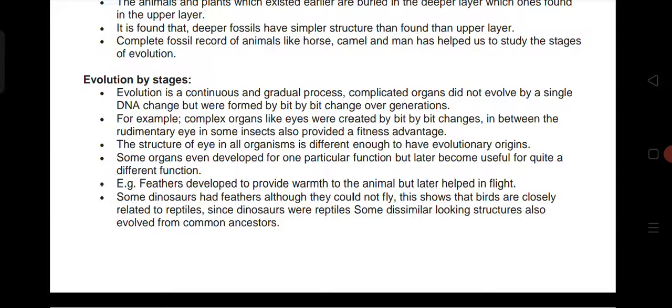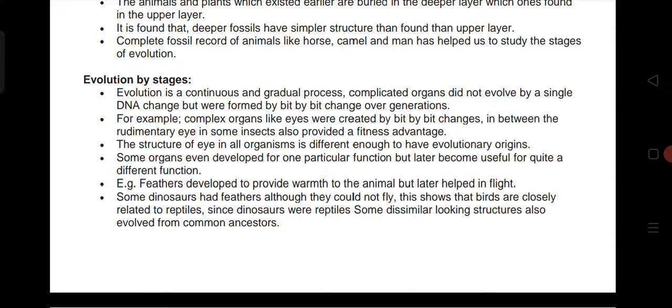An example of this is that feathers developed to provide warmth to the animal but later helped in flight. So the feathers are used for providing warmth to the animal, and on the other side they also help in the flying mechanism. Initially they were developed for providing warmth, but afterwards, that is later, they helped in flight.